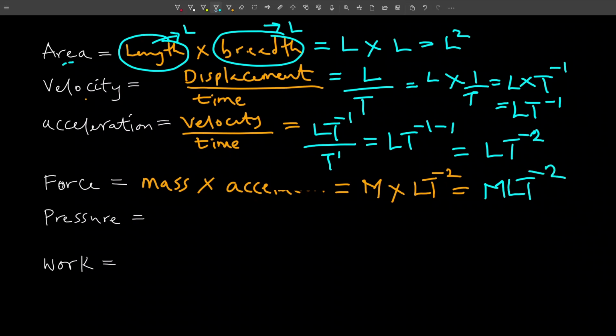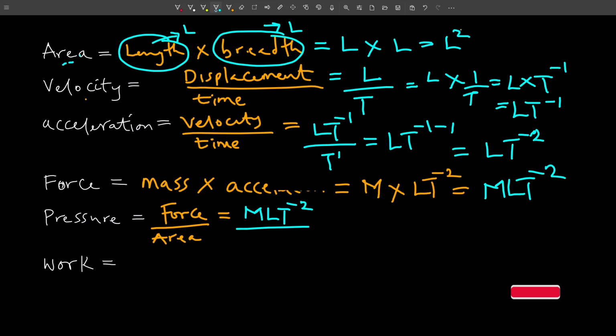Very, very easy. Let's look at pressure. Pressure is simply force over area. Force over area. What is the dimension for force? We got that up here to be MLT raised by minus 2, isn't it? Over area. Dimension for area, we got that up here.